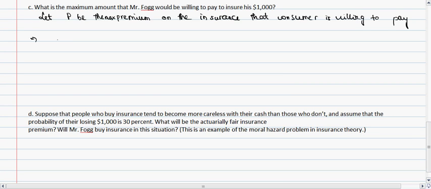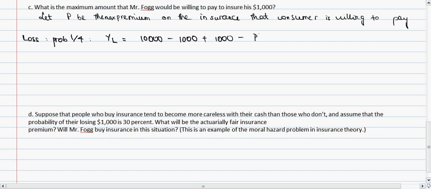So in the case of loss, with the probability of a quarter, the consumer's income is going to be 10,000 minus 1,000 of loss. However, because he already bought insurance, he's going to get $1,000 back from the insurance company, and he will have to pay P, which is the premium amount on the insurance. So it's going to be 10,000 minus P.